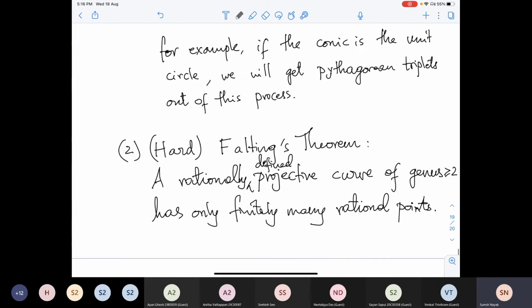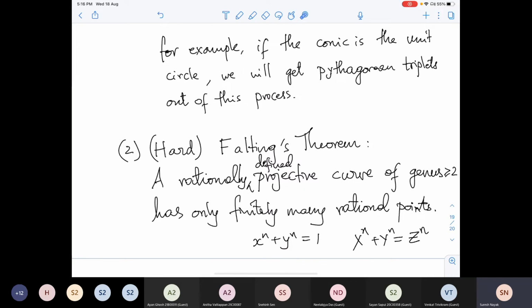For example, you can apply it to a curve like this: x^n plus y^n is equal to 1, which is related to the Fermat equation. So if you are interested in integer solutions of this, this theorem does not prove Fermat's last theorem, but it tells you that there are only finitely many solutions for n large. What is the statement? It says that a rationally defined projective curve.